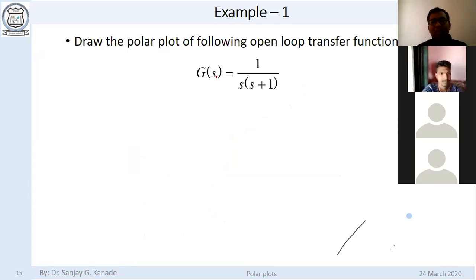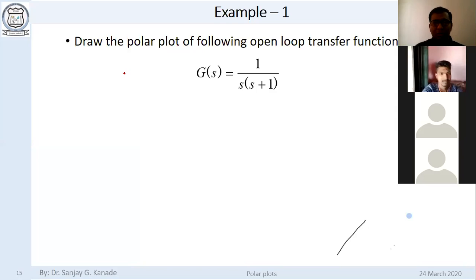But before that, just take a look at an example to draw a polar plot of the following open loop transfer function. Remember, once again, that we always use an open loop transfer function for polar plot, Nyquist plot, Bode plot, and all. We are not using the closed loop transfer function. Open loop transfer function means either G(s) or G(s)H(s). In general, most of the times, H(s) is one in these cases. So the polar plot for this open loop transfer function is given.